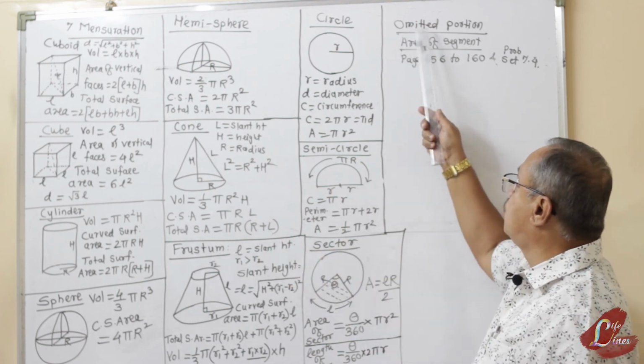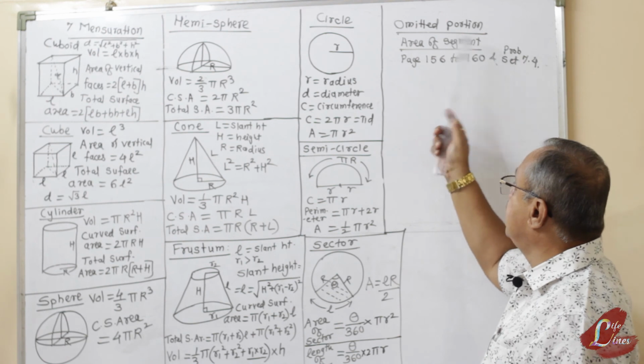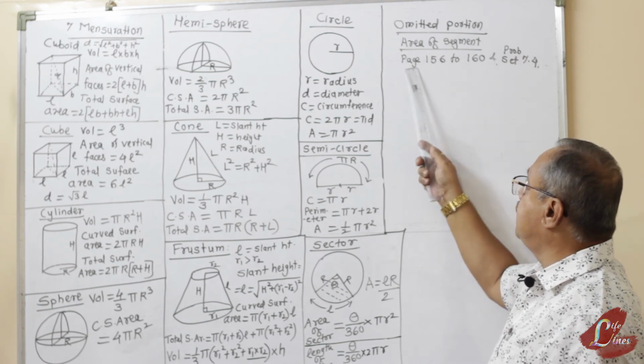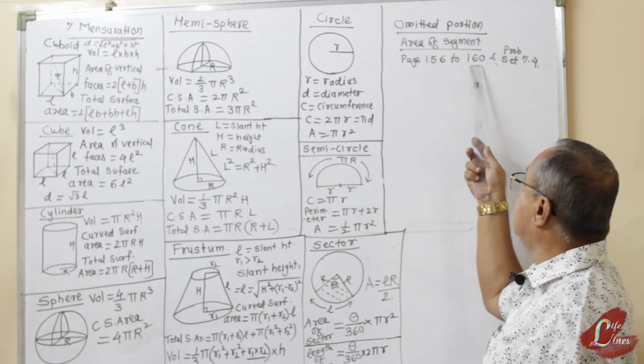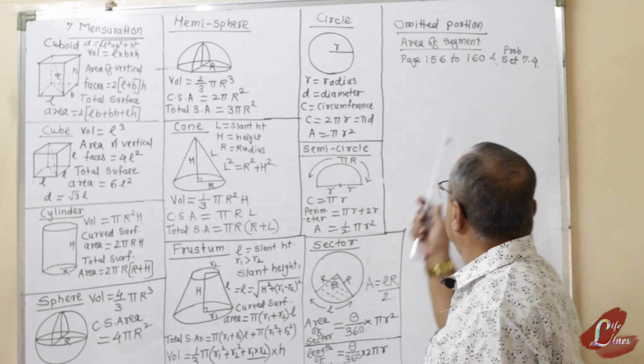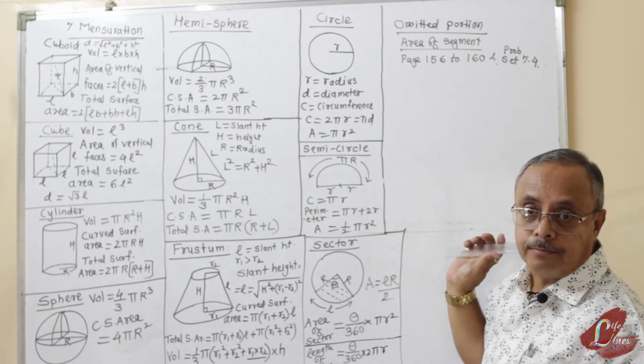The omitted portion in this chapter is area of segment from page number 156 to 160 and problem set 7.4.